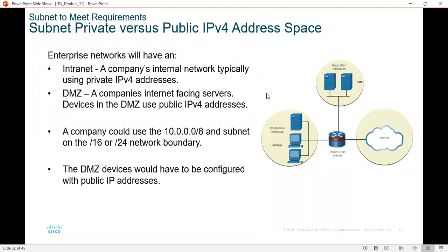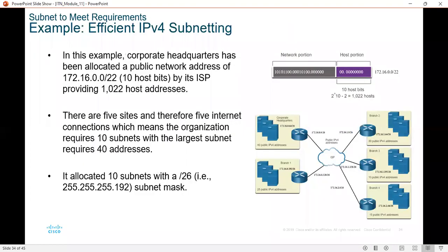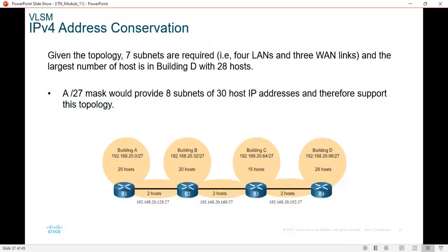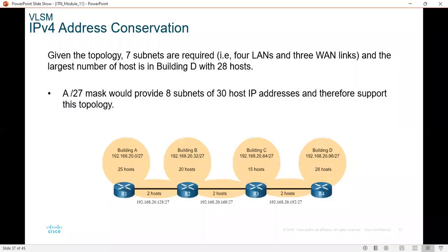So this section will soon end now. I'm just trying to rush through. You have to look at the number of hosts and the number of individual subnets needed before you do your design. These are just examples. You can decide to use different prefix lengths. This is what we call variable length subnet mask, VLSM.